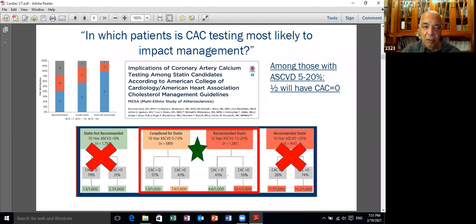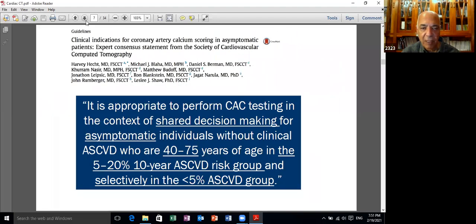So the bottom line of this important study, the MESA study, is that calcium scoring is essentially indicated in patients who are having an atherosclerotic cardiovascular risk between 5 and 20. And if it is 0, then statin probably is not indicated. And if it is non-zero or above 0, then statin is indicated. So this is the primary indication of calcium scoring.